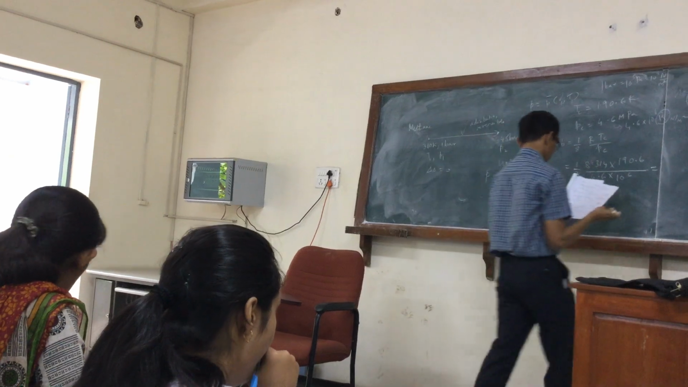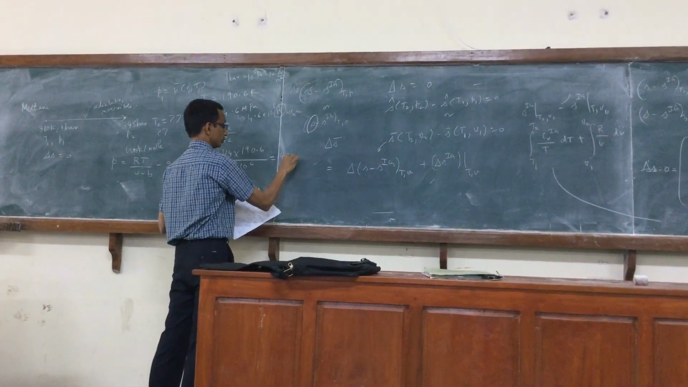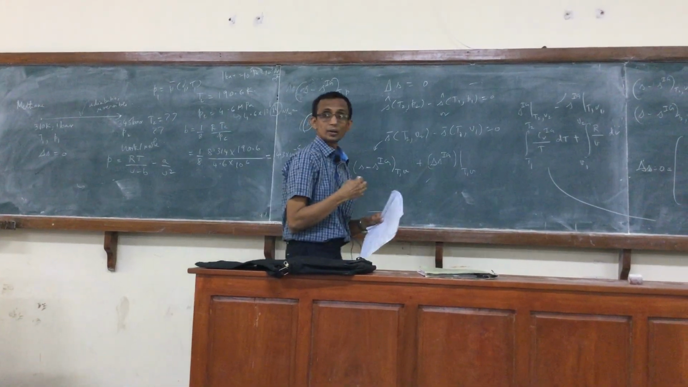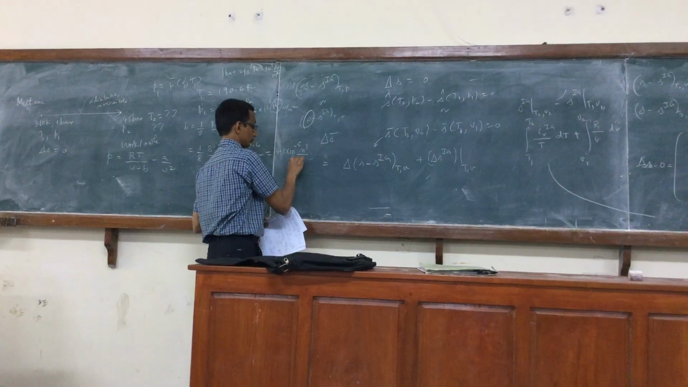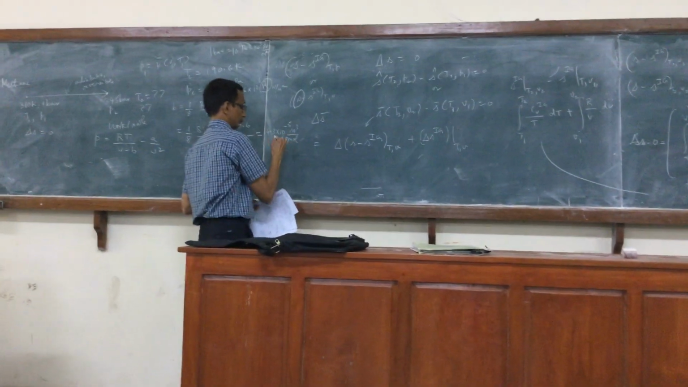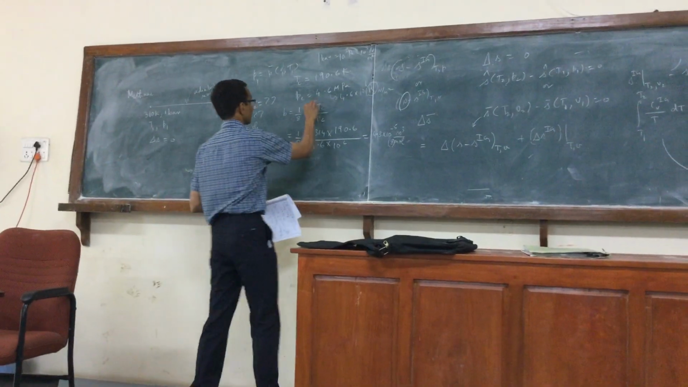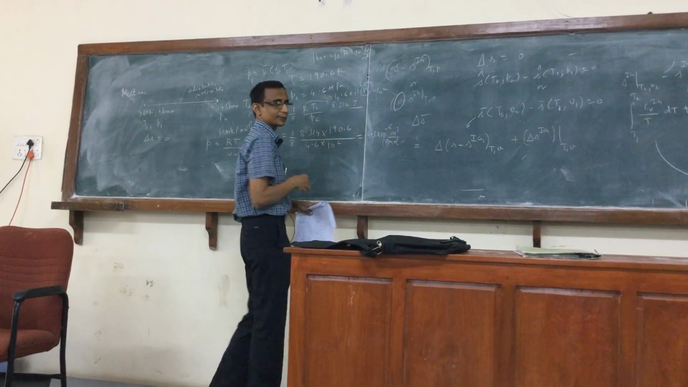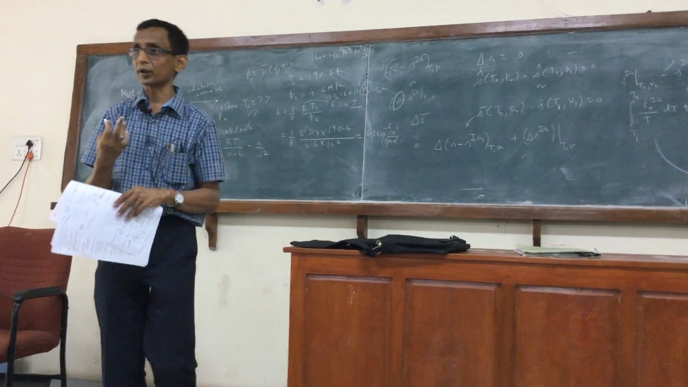So what is the answer? 4.3 into 10 power minus 5. What units? Meter cube per mole. That is gram mole actually. That's very important. So you have to understand the R is 8.314. That's a bit of an inconsistency. Some books express it in terms of kilomole, so per kilomole if you want to express.